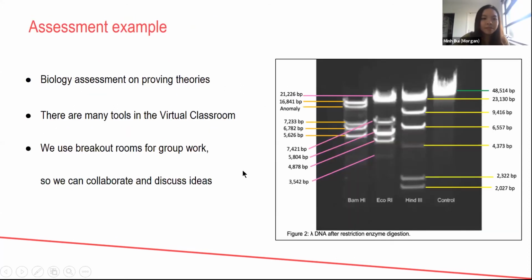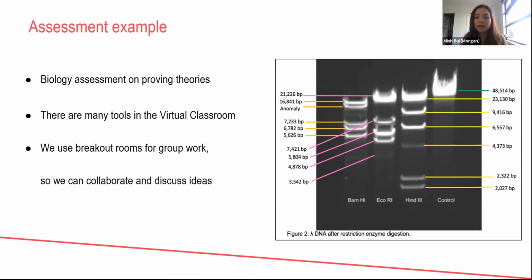So, yeah, one of my favorite assessments was the practicals from my biology class where we got to prove a theory. Here's the picture from the assessment. It's about cutting DNA and it's really interesting because I get to learn about the process of genetic engineering.